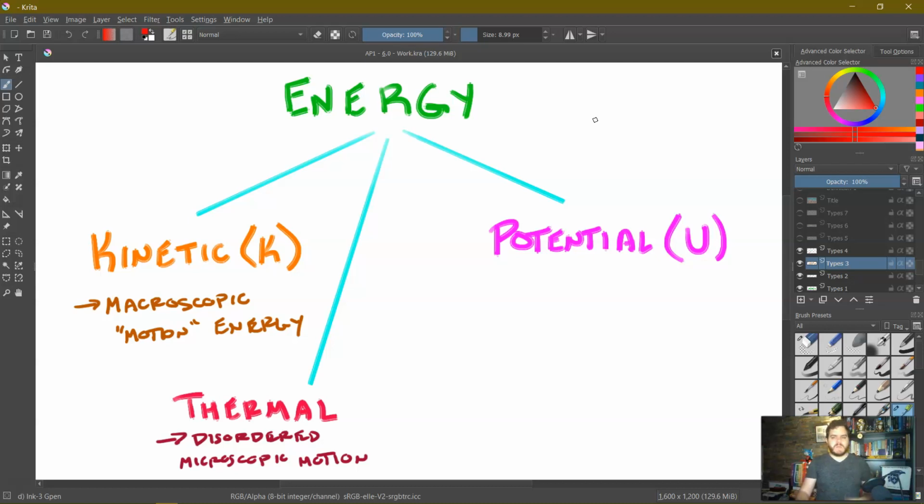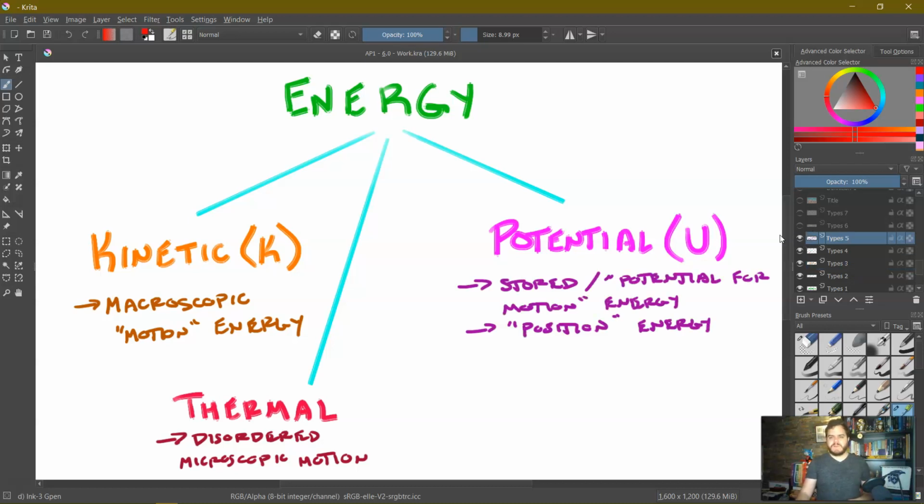Well, then let's also talk about potential energy. So potential energy is stored energy, and we can think of it as potential for motion energy. So the potential to have kinetic energy. And it's actually really position energy. And that's going to sound a little strange. And that's because it has to do with how objects in the system are arranged with respect to each other. Now, do not worry if that does not make full sense.